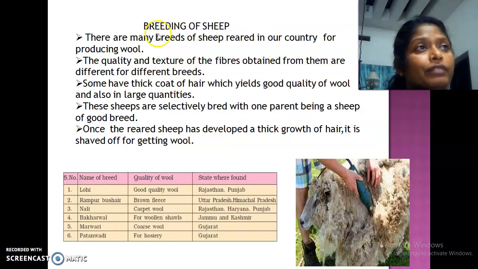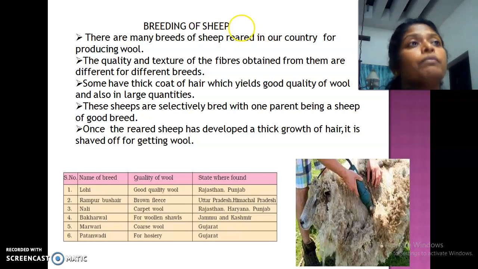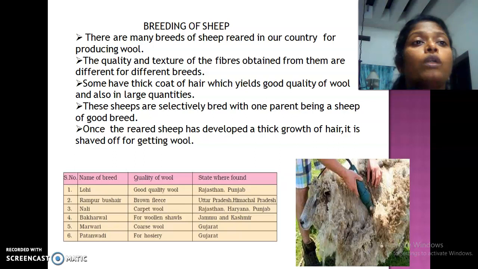So next we have the topic breeding of the sheep. We have learned about the rearing of the sheep, how to take care of their food habits. Now in breeding of the sheep, we are breeding or rearing this animal for one benefit. Farmers breed and rear them so that they can get better quality wool.